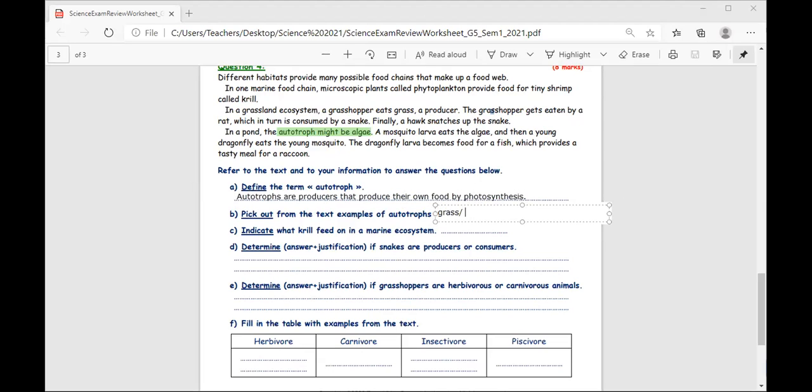Grass is a plant, so it is an autotroph. Algae are also plants, so they are autotrophs. What else? There is another example. It's enough to mention two, but I'm giving you all the options. Grass and algae are plants, so they are autotrophs, they are producers. What else? What is the third example of plants mentioned in the text?